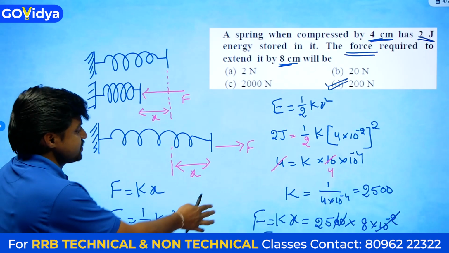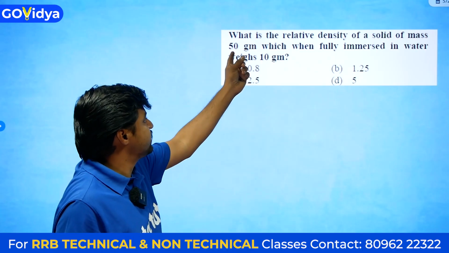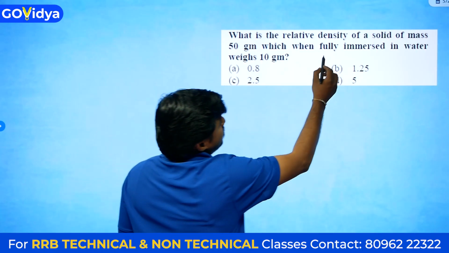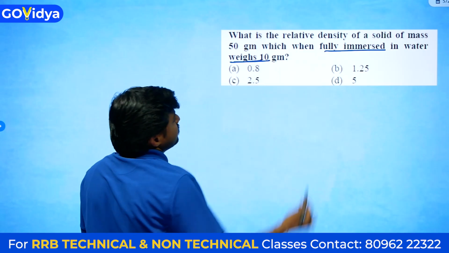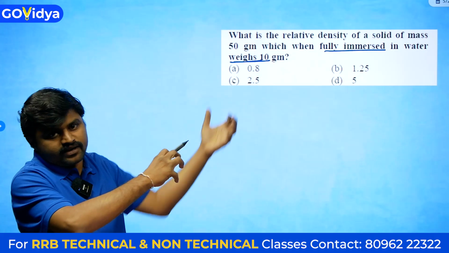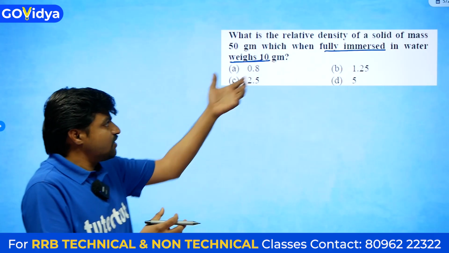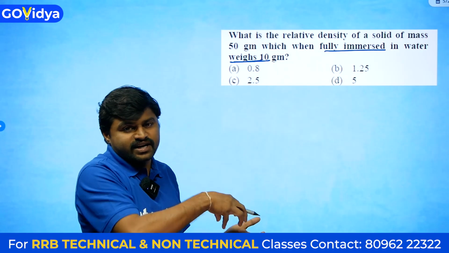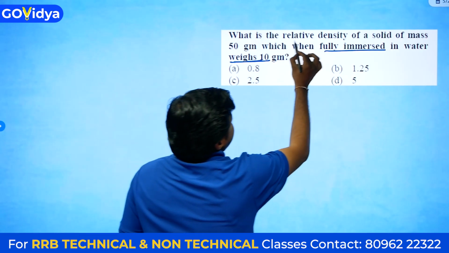Okay, next question. What is the relative density of a solid of mass 50 grams which is fully immersed in water? It weighs 10 grams. Okay, normal solid mass అనేది నార్మల్గా ఎయిర్లో అయితే మనకి 50 గ్రామ్స్ ఉంటుంది. అదే సాలిడ్ మాస్ని మనం వాటర్లో ఇన్సర్ట్ చేసినప్పుడు 10 గ్రామ్స్ ఉంటుంది. అప్పుడు రిలేటివ్ డెన్సిటీ ఫైండ్ అవుట్ చేయమంటారు.